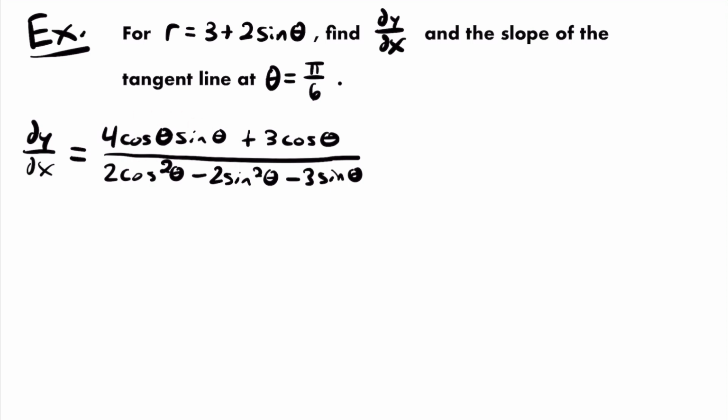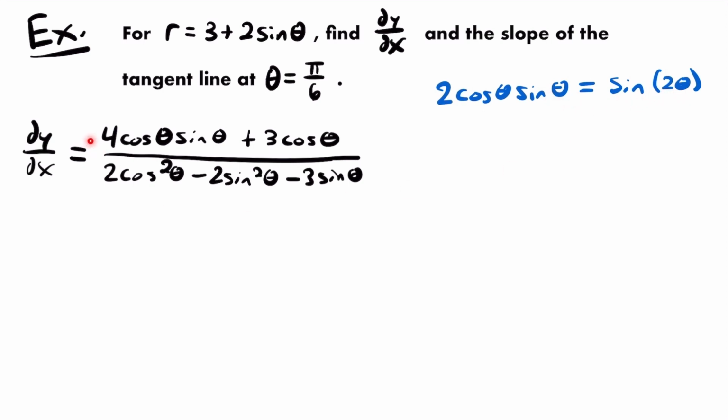Specifically, in the numerator here, where we have 4 times cosine theta times sine theta, we can rewrite that using this identity, that 2 times cosine theta times sine theta is equal to sine of 2 theta. All right, this is a double angle identity. When you have 2 times cosine theta times sine theta, that's equal to sine of 2 theta.